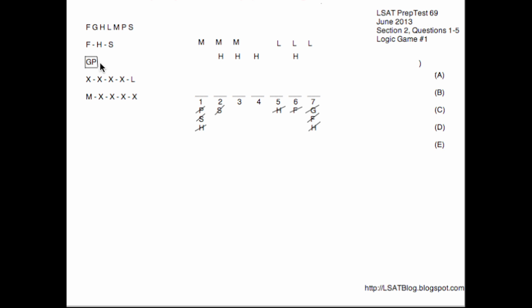We have the rule that G and P have to touch immediately in that order, telling us, among other things, that P cannot be first and G cannot be last, as well as, of course, the knowledge that they must be consecutive in that order.